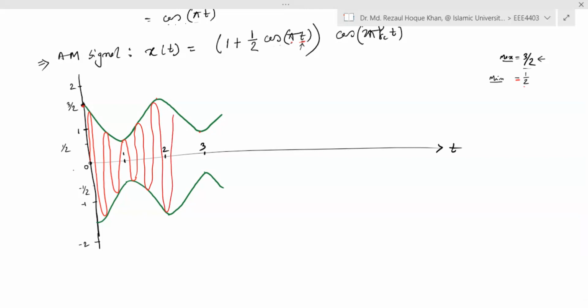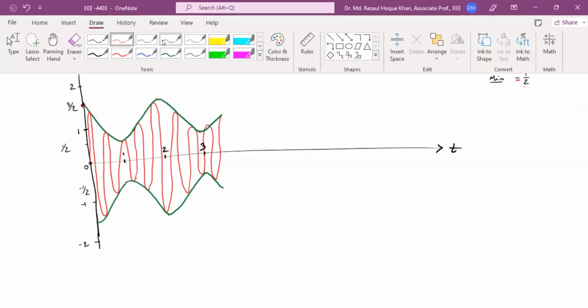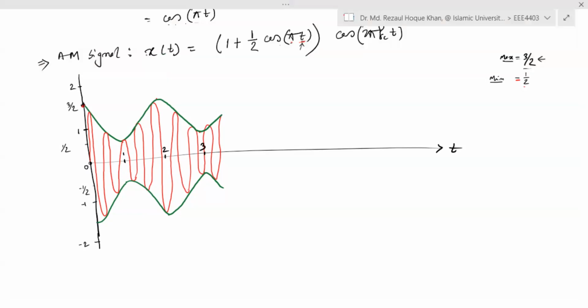Something like that. So this is actually our carrier. Anyway, you got the idea. So this is our carrier signal. If I denote here, this signal is actually our carrier, this one. This is the one where its amplitude is varying according to the message signal.